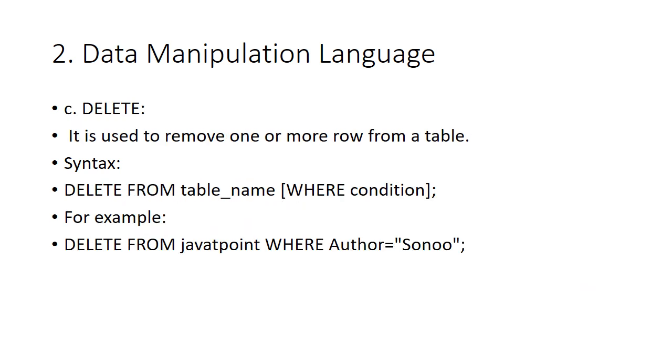Third one is delete. It is used to remove one or more rows from the table. Syntax: delete from table name where conditions. For example, delete from Java point where author name equal to Sonoo.